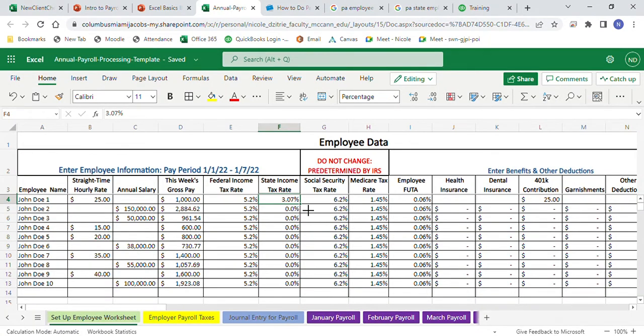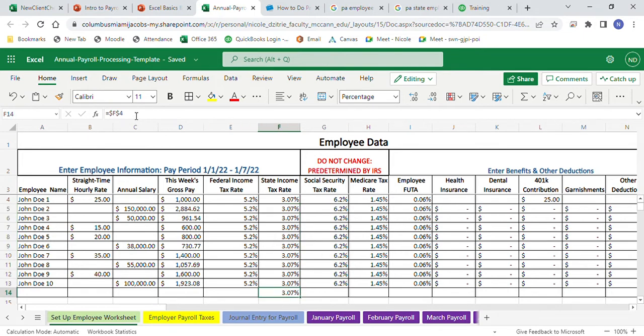Now what I would do after that, because this is something that everyone's going to pay, is I would just drag it down. Or I would say equals, F4, enter. It's still going to be 3.07. But the reason I want to do that is because let's say next year it changes, and I'm going to drag this down. Oops. I didn't mean to do this one.